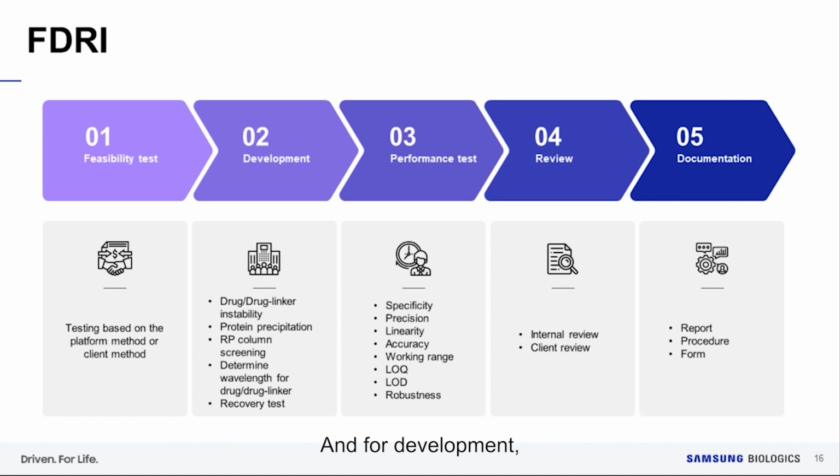For development, we need to consider drug linker instability and protein precipitation procedure, RP column screening, and we should determine the wavelength for drug linker. And also, a recovery test will be performed using spiked sample.